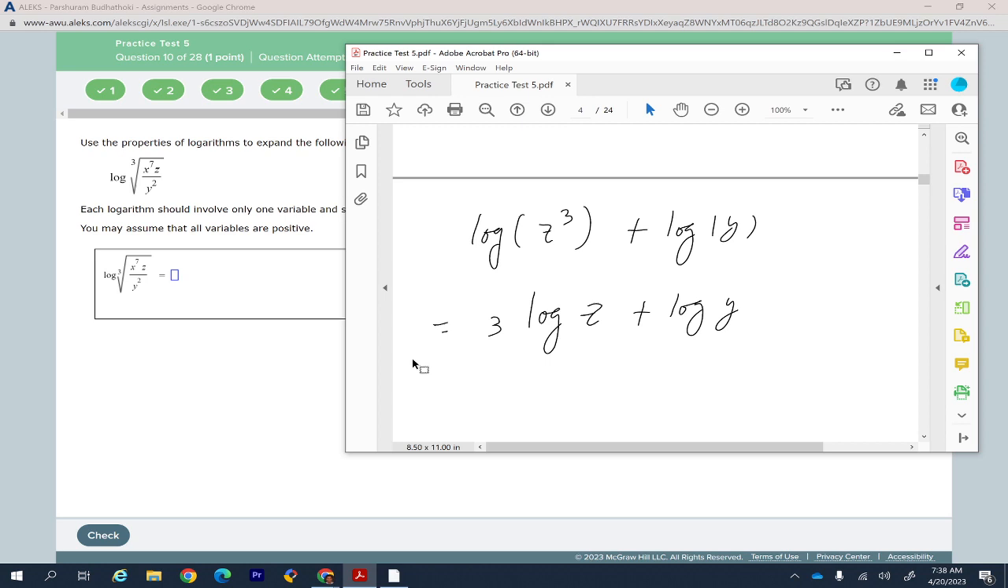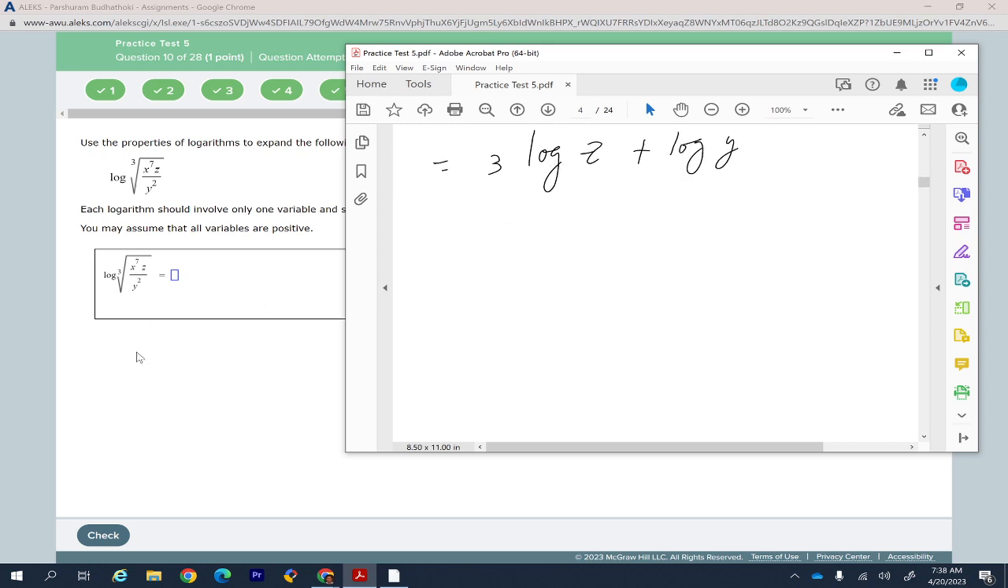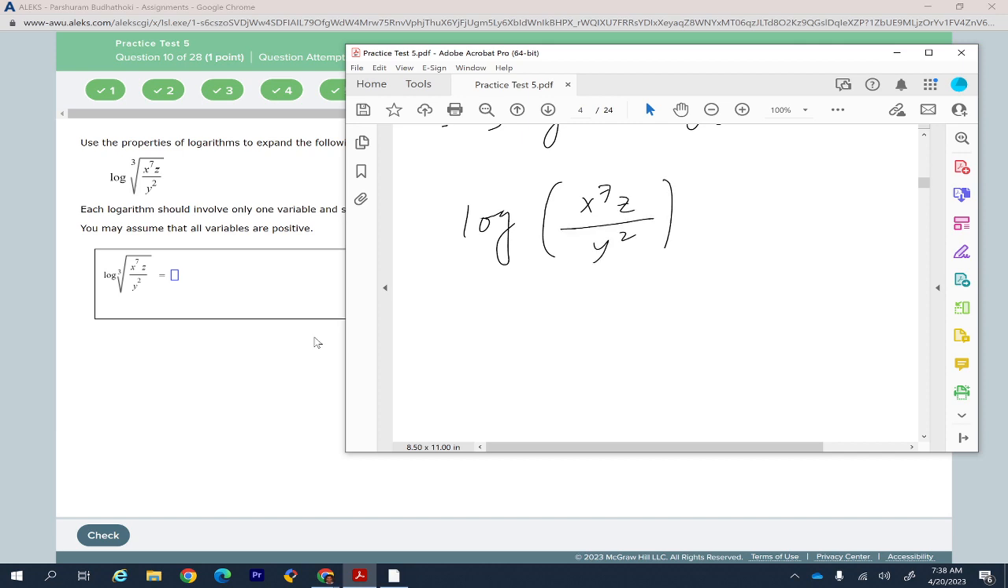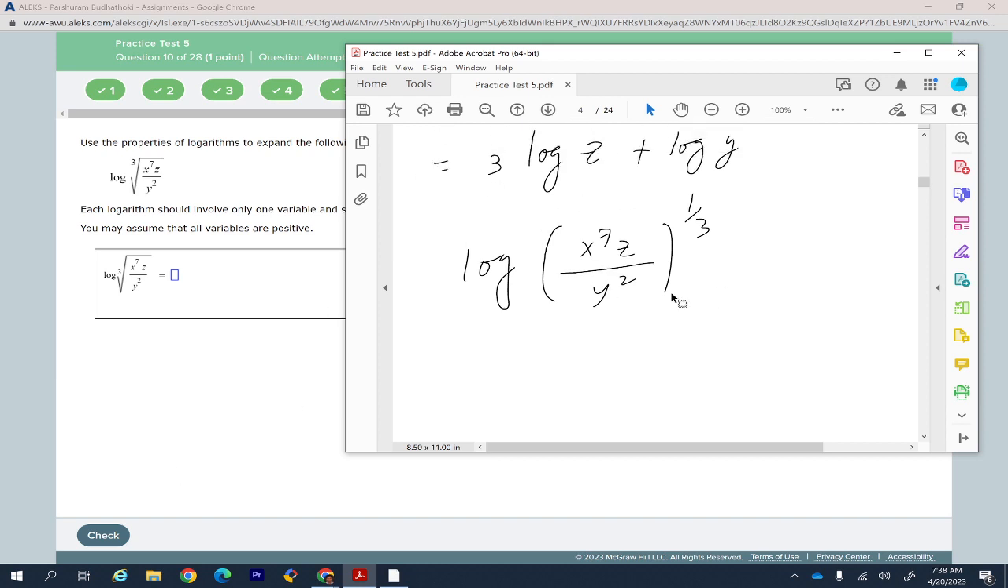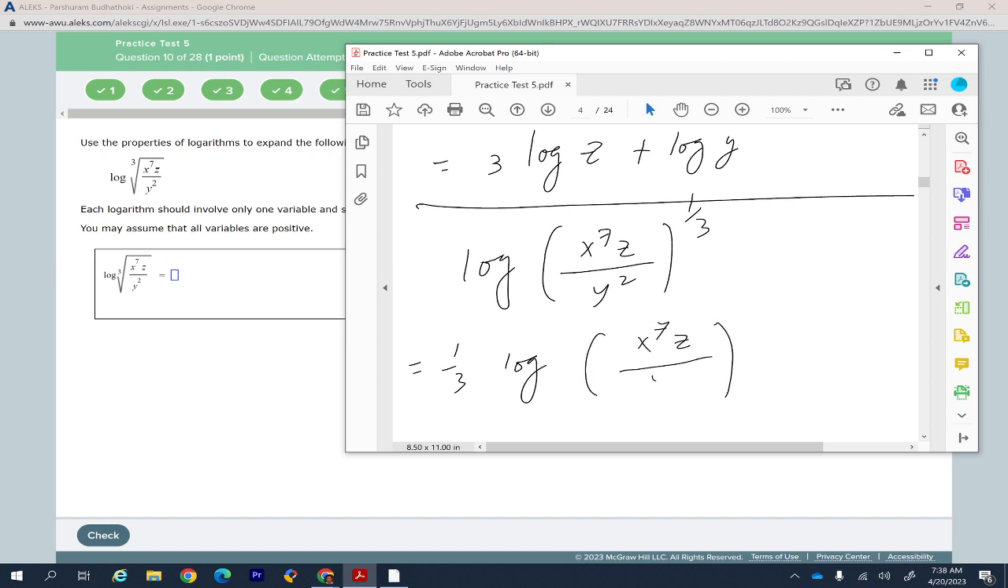Okay, by doing the very same thing here, first of all, this is a log of a cube root. That means there is x to the power 7z over y squared, to the power 1/3. You have to expand this without the power. So you first of all use the power rule, bring this 1/3 down here, and write log of x to the power 7z over y squared.